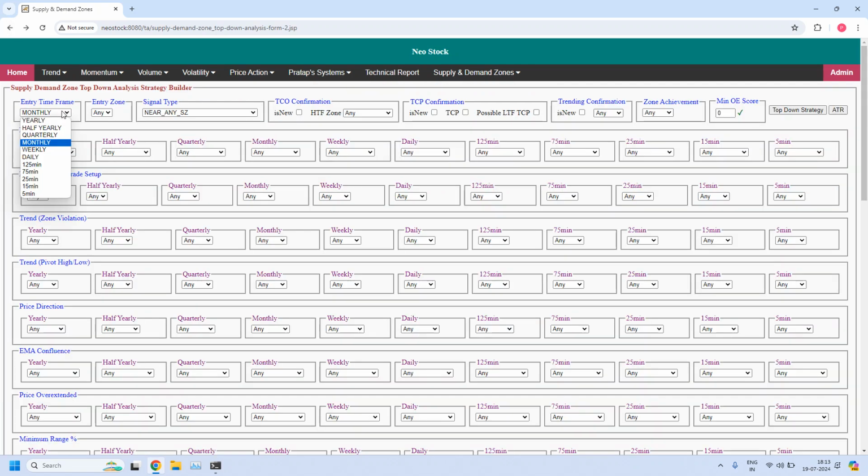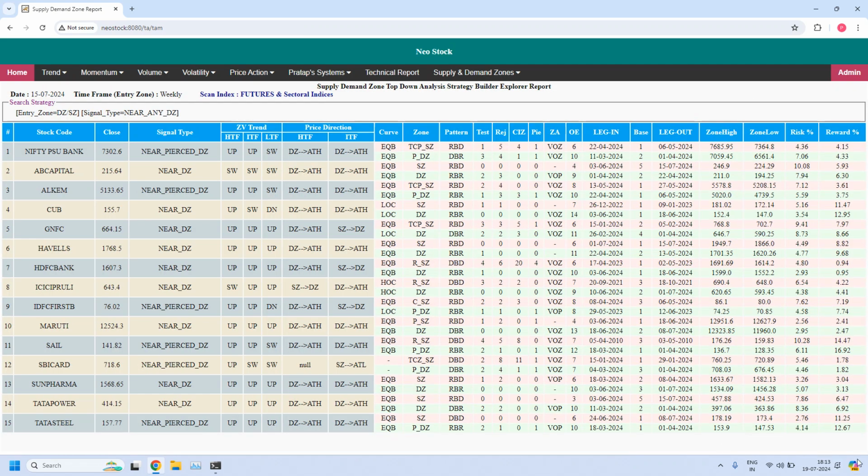Let me go back and change the time frame to weekly, and let us find the stocks near weekly demand zone. 15 stocks are near to the weekly demand zone.